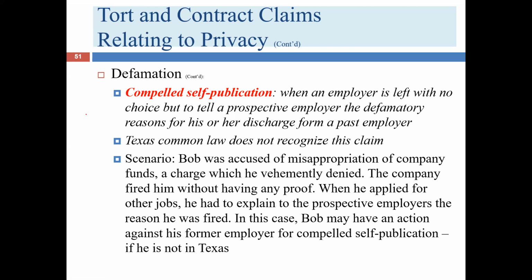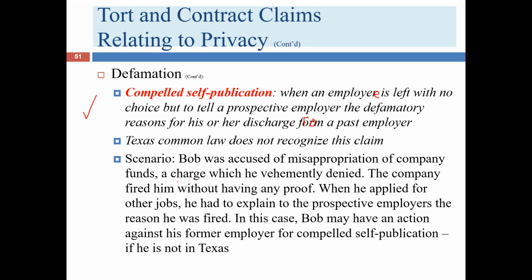And here we have the concept of compelled self-publication. Again, if you don't have this yet in Quizlet, be sure to add it. When an employee is left with no choice but to tell a prospective employer the defamatory reasons for his or her discharge from a past employer. We in Texas do not recognize this claim, and I don't think that this is recognized in very many states. Vermont is one that apparently does recognize it. I've seen a case from that jurisdiction.